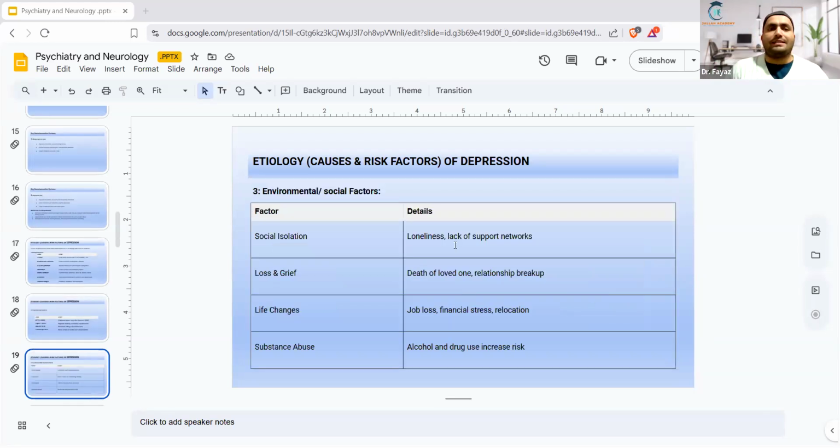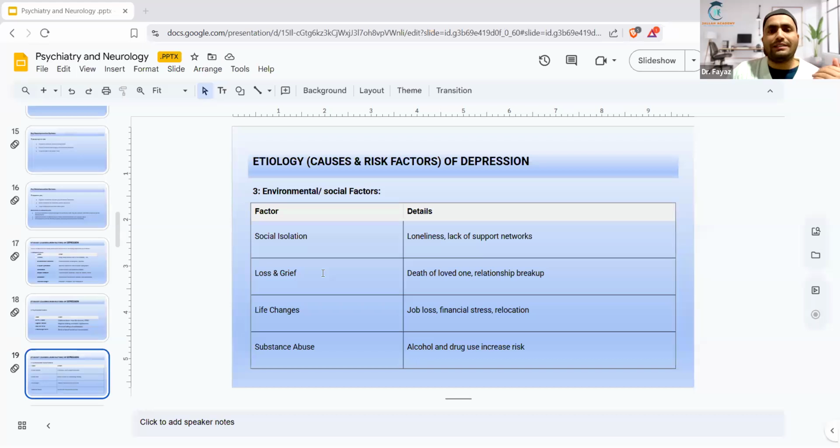The third type of factors that lead to depression are environmental and social factors. Social isolation, especially in the elderly. It's a very important thing to remember that the elderly are very likely to get socially isolated because of their health conditions. They have issues with hearing, they cannot communicate properly with their friends. If they have comorbidities like Parkinson's, they have issues with walking, etc., and they're very likely to be isolated socially and get depressed.